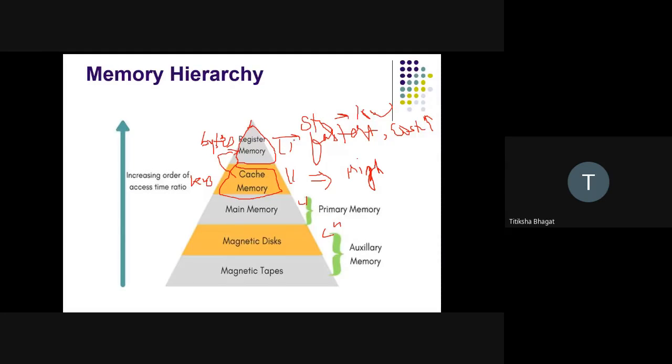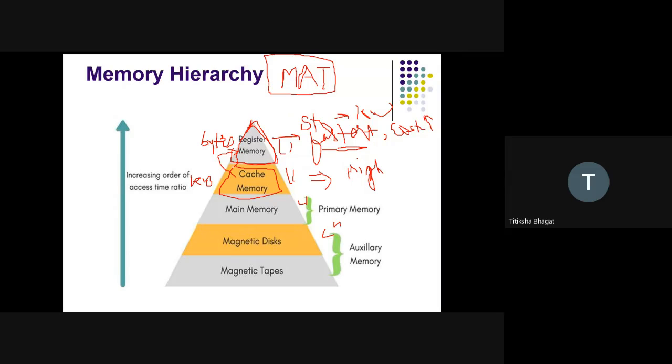register memory. When I say slower and faster, then I am actually talking about memory access time. What is memory access time? The time required to fetch the data from the memory is called memory access time. The memory access time required for register memory is very less. That means it requires very less time. So therefore I can call it the fastest one.